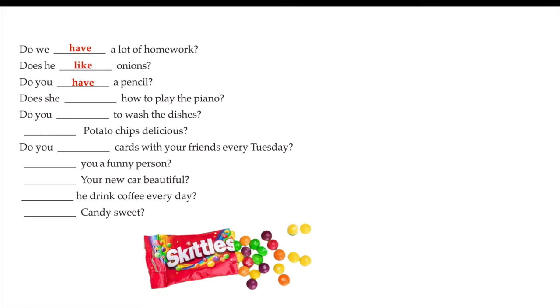Do you have a pencil? This is just a way of asking somebody to borrow one, actually. You don't have to say, may I borrow a pencil, to the person sitting next to you. You can just lean over and say, excuse me, do you have a pencil? And the person might say, yes, I do, and hand you one. Does she know how to play the piano?